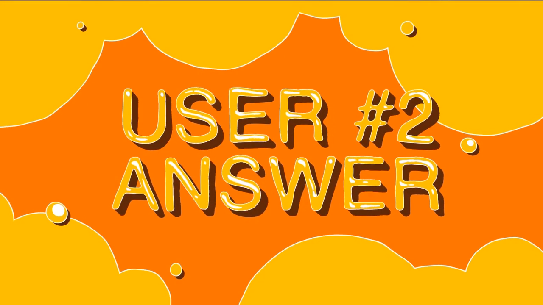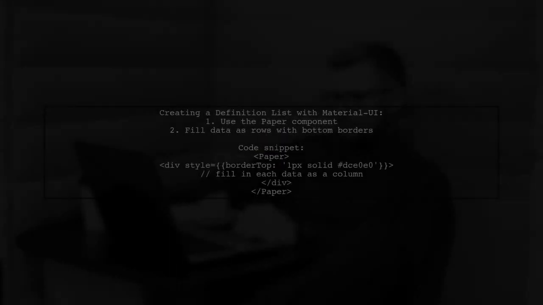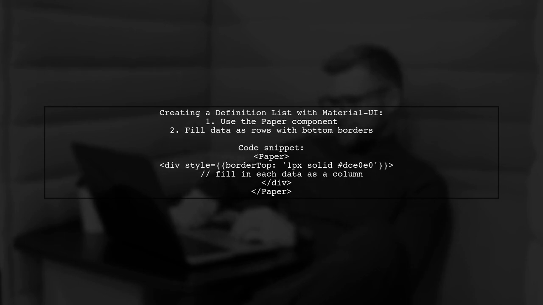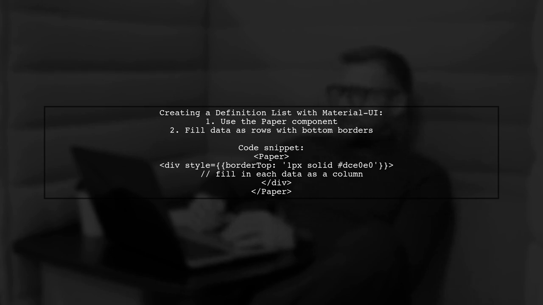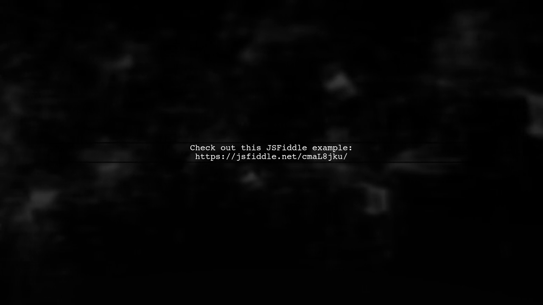Let's now look at another user-suggested answer. To create a definition list using Material UI, you can utilize the paper component. Start by filling in your data as rows, ensuring each row has a bottom border for clarity. For more details, you can check the official Material UI documentation on the paper component. Additionally, there's a JSFiddle example that demonstrates this approach, although it may look a bit messy.